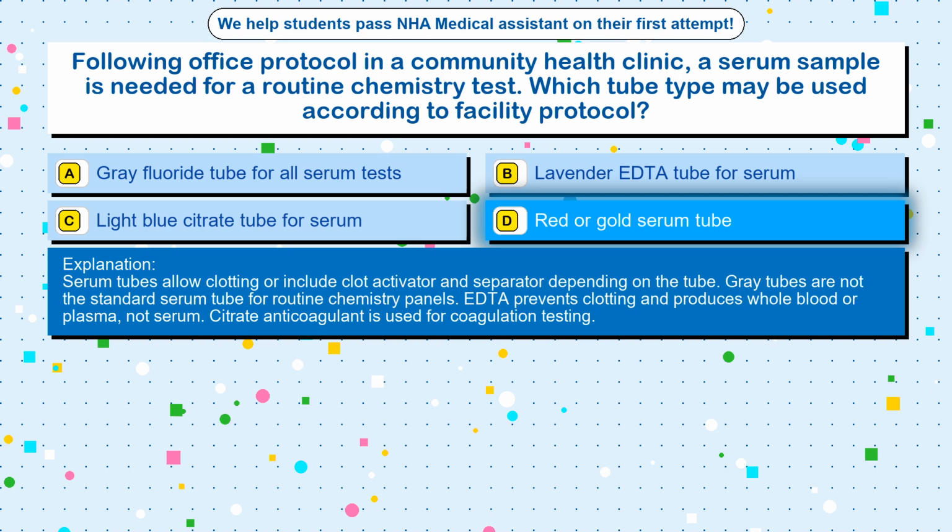Serum tubes allow clotting or include clot activator and separator depending on the tube. Gray tubes are not the standard serum tube for routine chemistry panels. EDTA prevents clotting and produces whole blood or plasma, not serum. Citrate anticoagulant is used for coagulation testing.